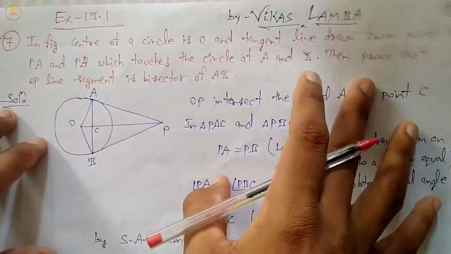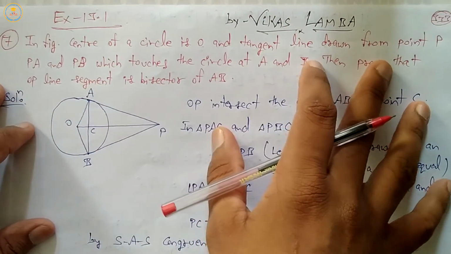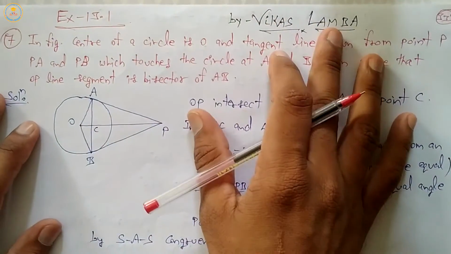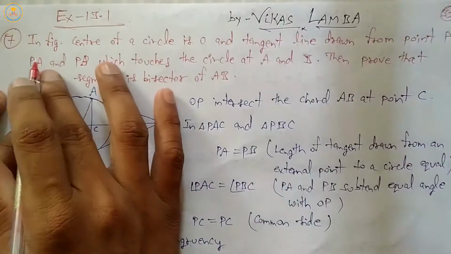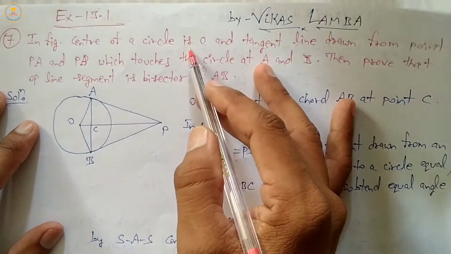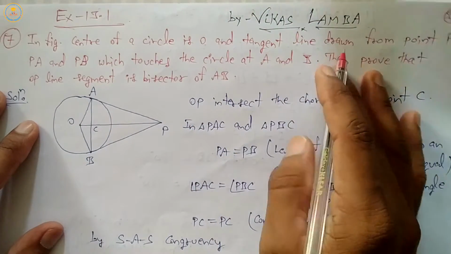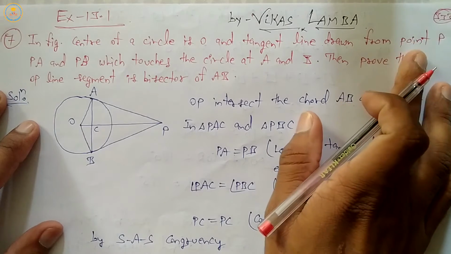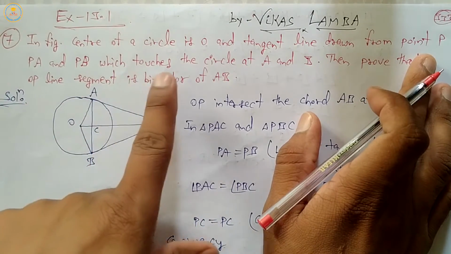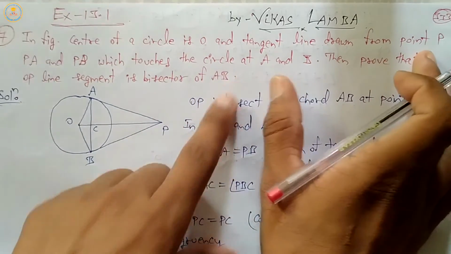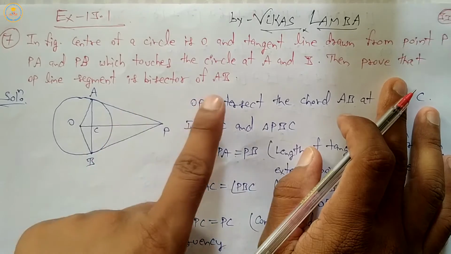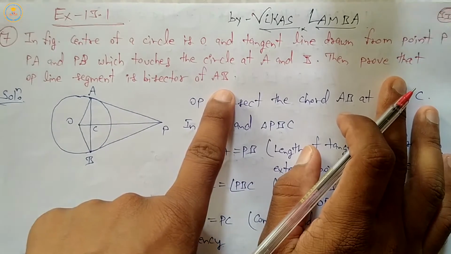Good morning, dear students. Today we will discuss the remaining part of chapter 13, exercise 13.1. Question 7: in the figure, the center of the circle is O and tangent lines are drawn from point P, PA and PB, which touch the circle at A and B. Then prove that OP line segment is the bisector of AB.